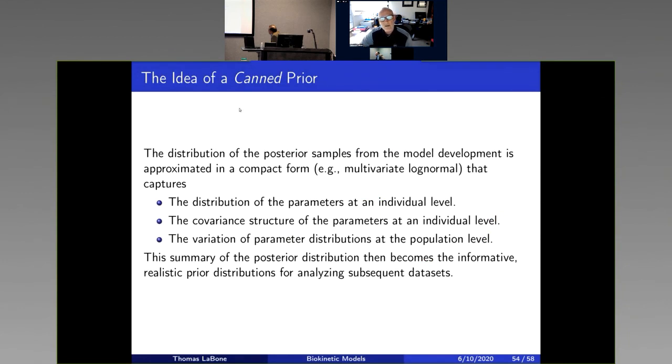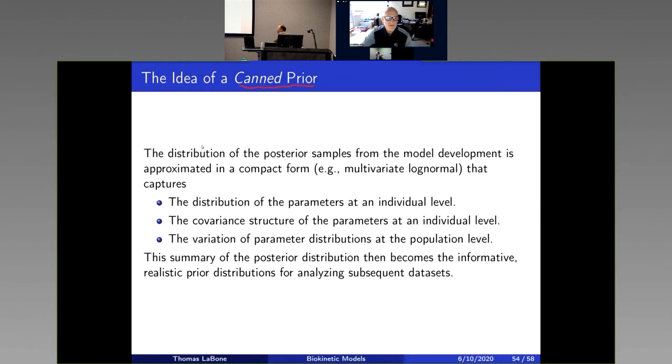This is what I'm calling the idea of a canned prior. A canned prior is just a prior that used to be a posterior. So a posterior from the previous calculation becomes the prior for the new calculation. And rather than say that big long word, I wanted to give it a name of some sort. Canned is not a real word if you look it up. It's just something I'm using for this talk.